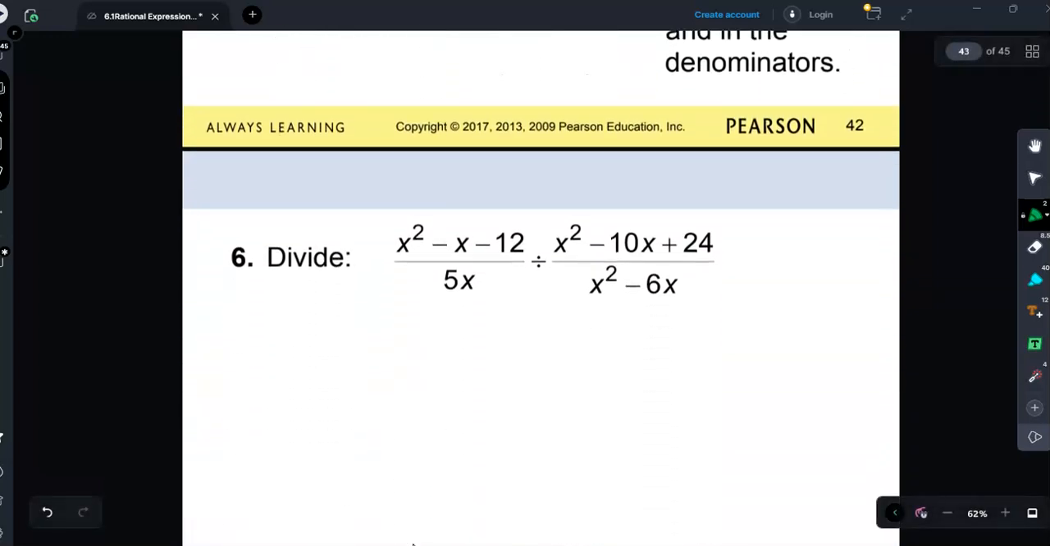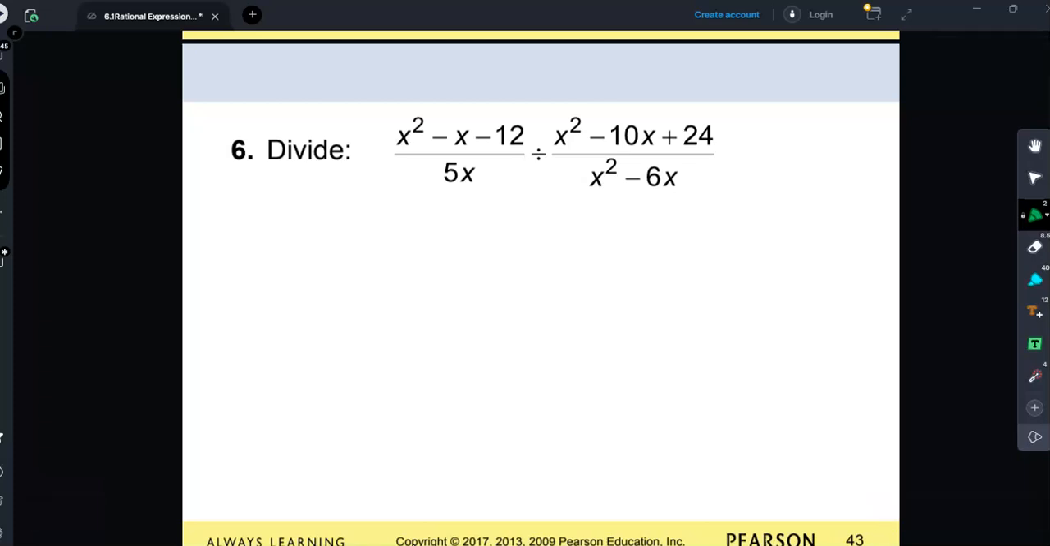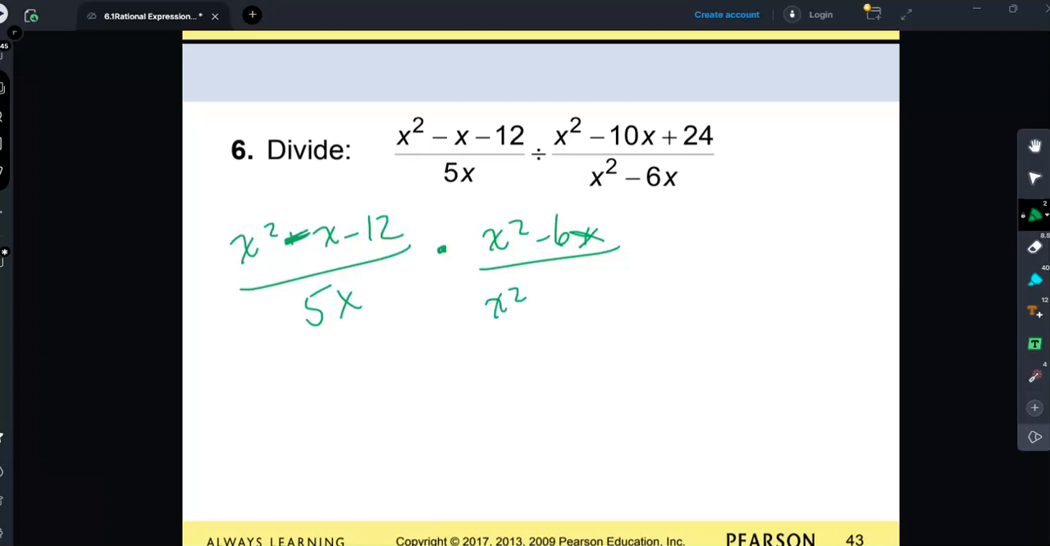Okay, so we have 1 to do ourselves. Okay, so I'm going to just copy this first part. That's x squared minus x minus 12 over 5x. It's going to be multiplication, and I'm going to flip it. So x squared minus 6x goes on the top. And then we have x squared minus 10x plus 24 on the bottom. So next step is factoring. Factor both things that we can.